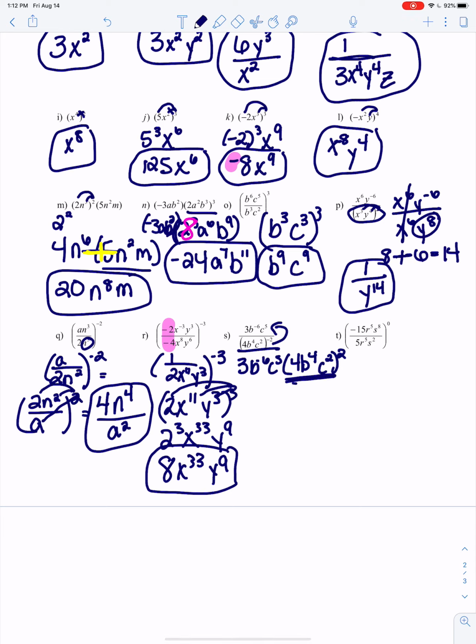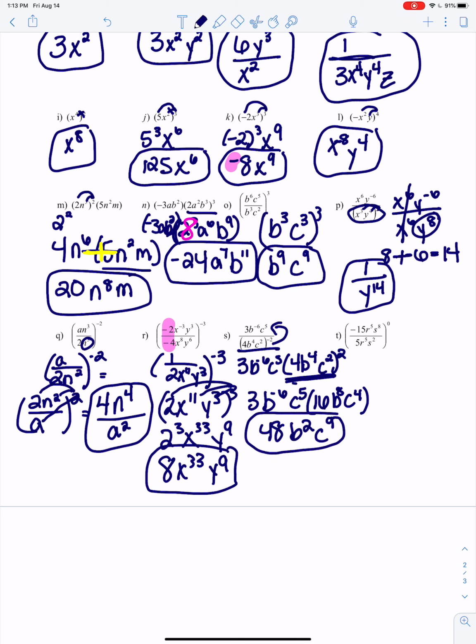I still need to take care of doing this first though. So I'm just going to bring down 3b to the negative 6, c to the 5th. 4 to the 2nd power is 16. b to the 4th to the 2nd power, so that's going to give me b to the 8th. And then I'll get c to the 4th. So then I can multiply the 3 times 16, which is going to give me 48. If I add my b's, negative 6 plus 8 is 2. And add my c's, I will get 9.